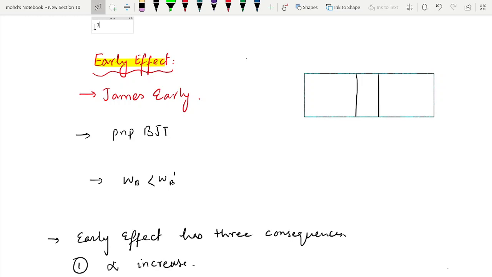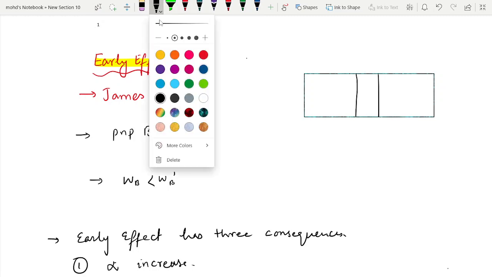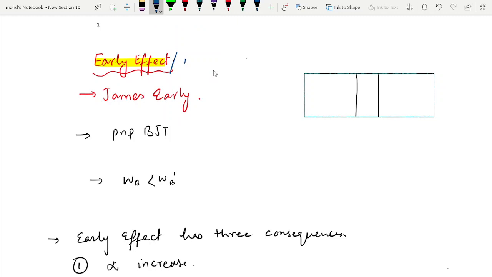Early effect. James Early proposed it, so it is called early effect, and it is also called base width modulation.